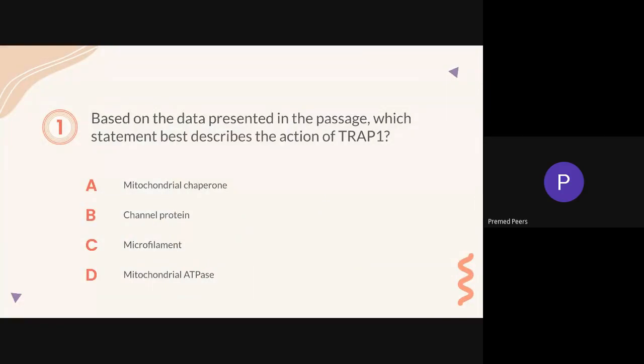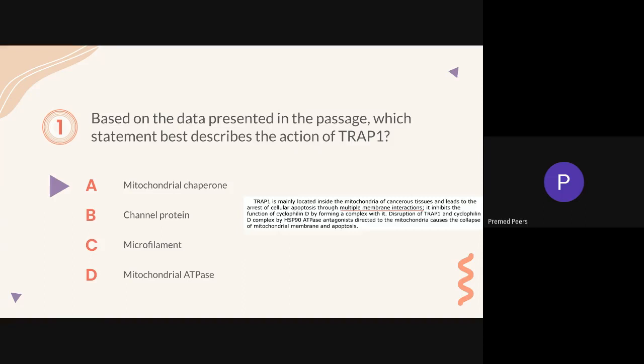For this question, the correct answer is A. In the passage, we're told that TRAP1 is situated inside the mitochondria and is involved in multiple membrane interactions. Chaperones are proteins that guide other proteins in their folding. They normally prevent incorrect folding, so we can conclude that since TRAP1 forms a complex with cyclophilin D, it is a chaperone. Option B is wrong. Channel proteins normally don't assist with protein interactions. The fact that TRAP1 binds to cyclophilin D to form a complex should steer you away from this option.